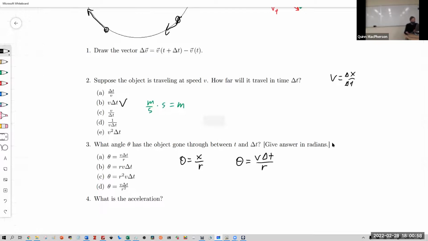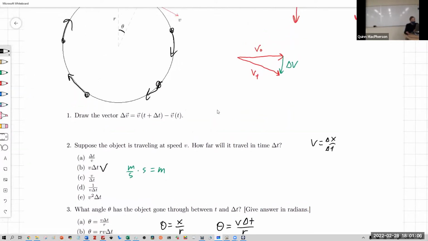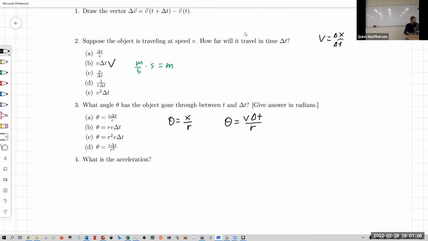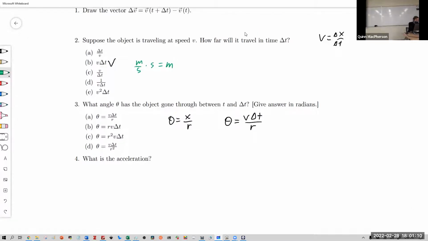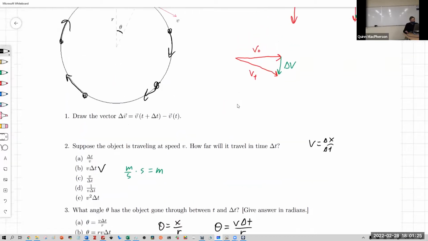Okay, so now here's the kicker. We're going to put all this together. We're going to calculate the acceleration. By the way, does anyone remember what the definition of acceleration is? Change in velocity over change in time. Okay, so our change in our velocity. This one's going to take a bit. So this was our change in velocity.